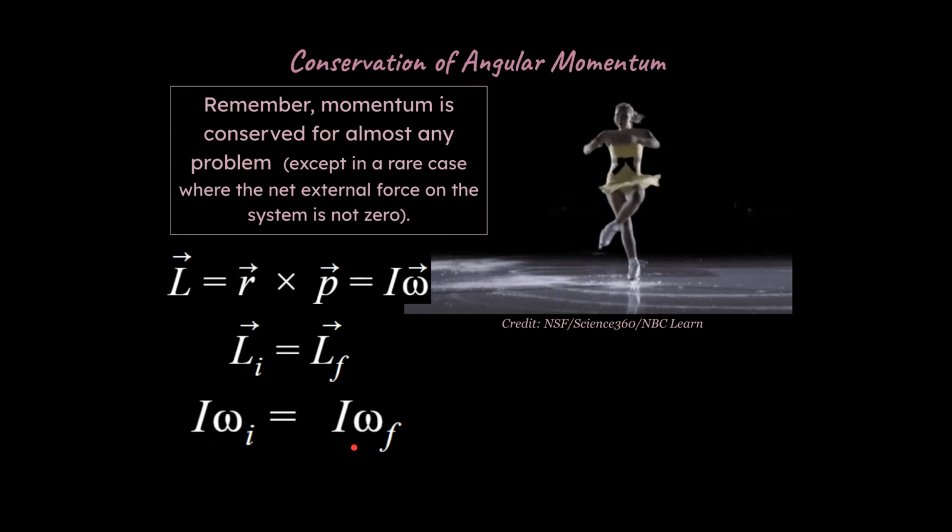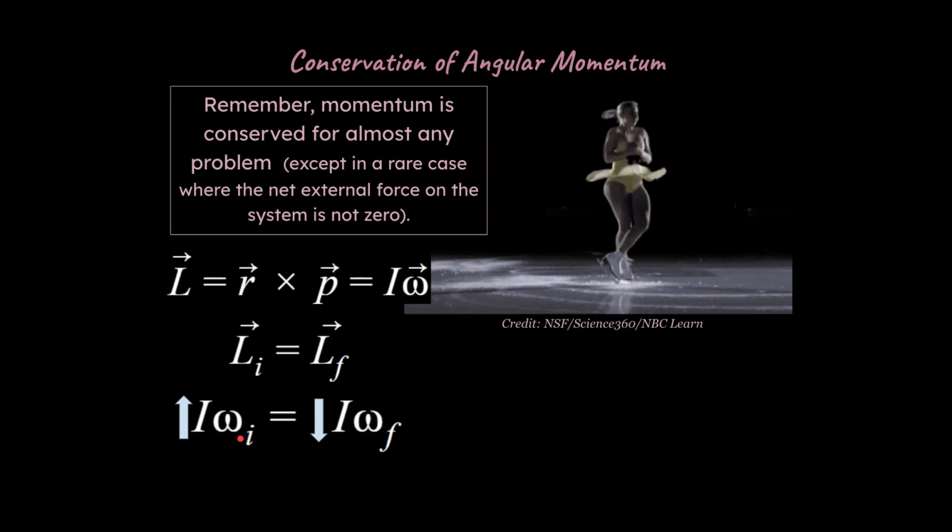So we could say, well, what actually happened? So remember, she has, what do you think, a larger or a smaller I value initially? So at the very beginning, right about now, her I value is going to be larger than at the final location because she brings her arms and her leg toward the center of the axis of rotation. So as a result, what we could do is say this I value is greater, this I value is lesser.